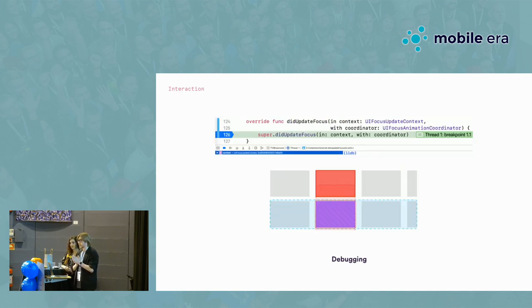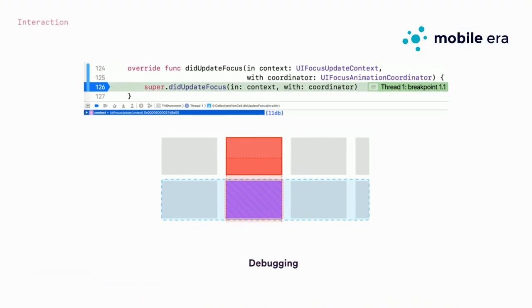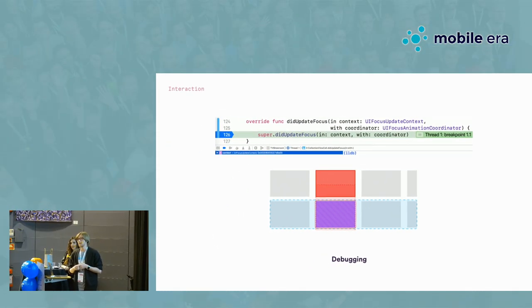When you debug, it's useful to check what the focus engine thinks the next focusable view should be. And then you can override the didUpdateFocus method on your view, and then enter a breakpoint. So when this breakpoint triggers, you just hit space, and then you get this nice visual representation.